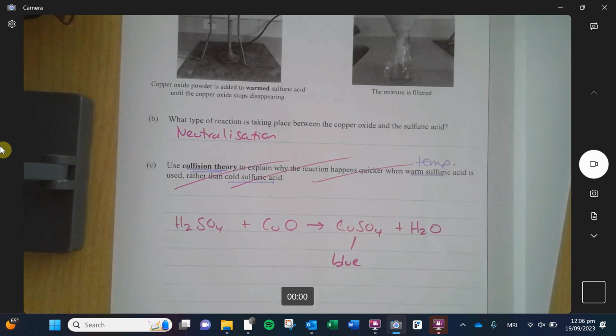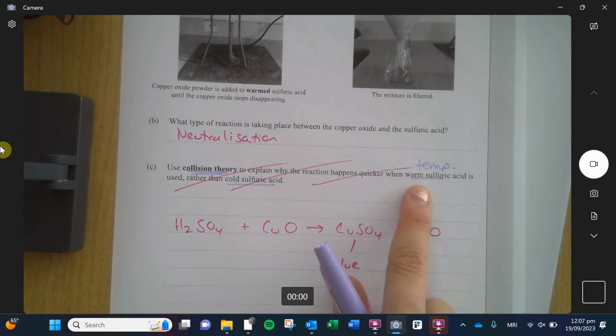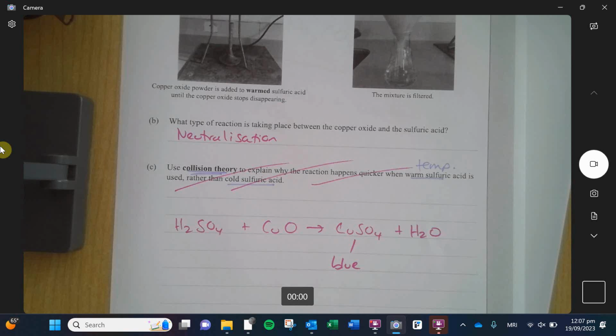So if you guys remember when we did this, I think it was 2 weeks ago. We talked about how for collision theory to work, the particles need to meet and collide, and they have to collide with enough energy. So those are the two requirements in order to have a successful collision. In this case, because we're increasing the temperature, our particles are moving faster, so they're more likely to collide, and they're more likely to collide with enough energy to have a chemical reaction.